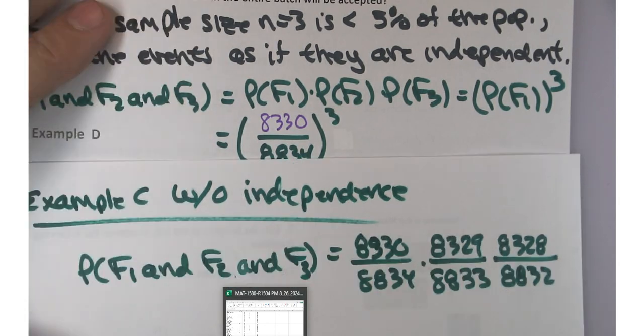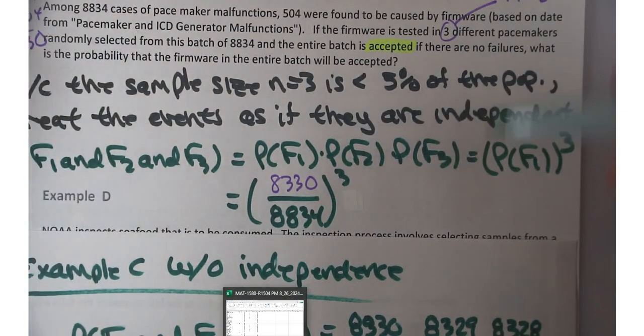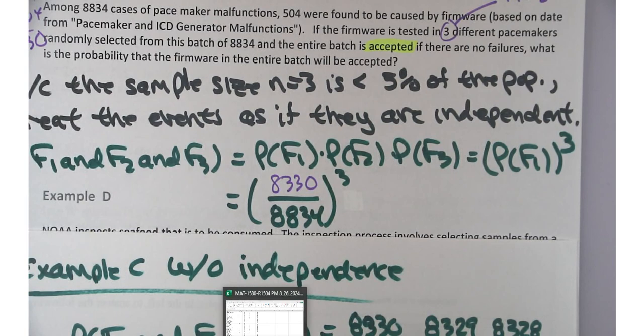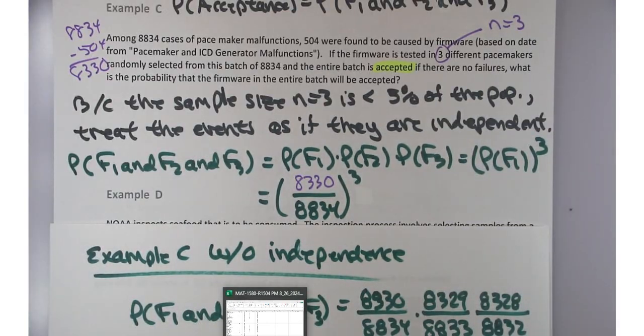Let me talk more about the 5% rule here. But let me give you a chance to ask any follow-up on this first. Are we okay with example C? Cosmo? Sam? Okay.